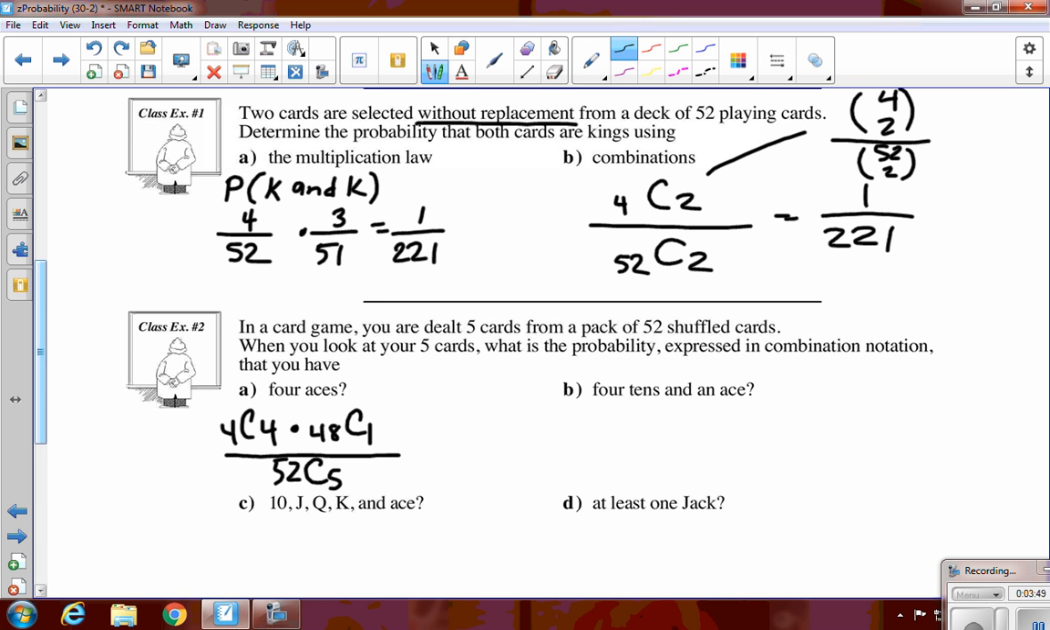Now it's not even asking for the answer, so we can leave it. That's good. That's combination notation. On your diploma, sometimes they just leave it like this. They're saying which one is the probability, and you have all these combination or permutation statements that we can get.